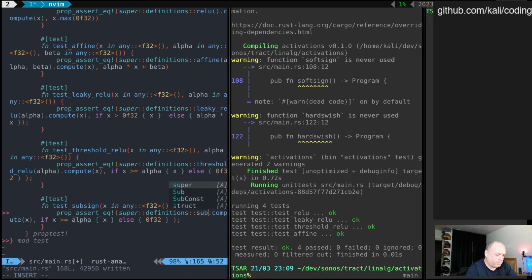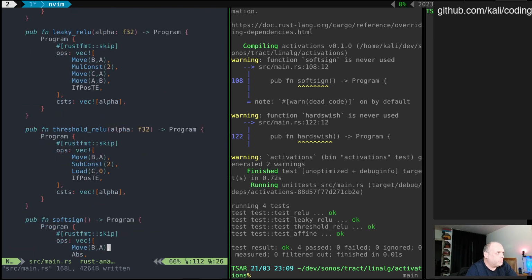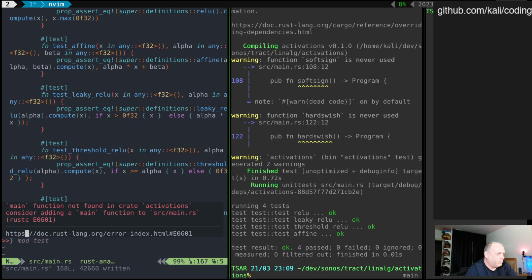Taking the function, computing x, and the definition was x over 1 plus, if I remember correctly, something like that. So definition, no, it's not subsign, it's soft sign. And one, okay, compiler is not happy. No main function, no, that's okay.